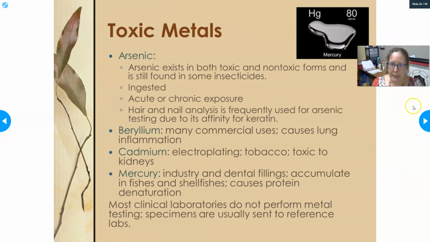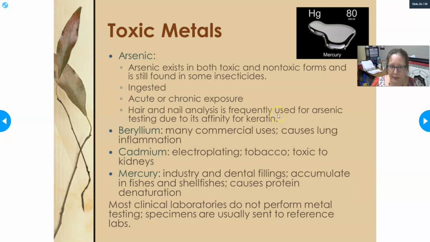Next, we have arsenic. Arsenic exists in both toxic and non-toxic forms. It's still found in some insecticides. It can be ingested through contaminated water, because some of the stuff can be sprayed on fields, and so it can contaminate the water and water supply. Again, it can be acute or chronic exposure. Acute would be if you're around the insecticide actually being sprayed, or it's a big dose given maybe as somebody's trying to kill somebody else. Chronic exposure would be more like that low-level exposure through contaminated water.